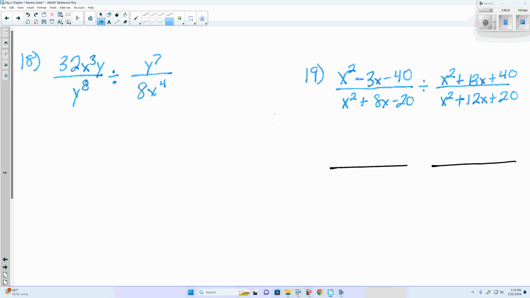Eighteen's not going to show up on the test in that form. We are going to have division, it's just not going to be with monomials, single term expressions. They're going to look more like problem number 19.